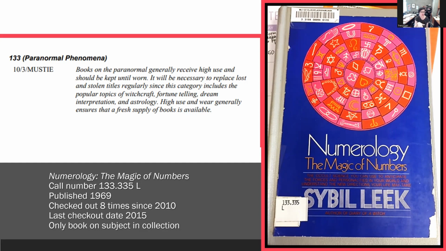So here's our title, our call number. It was published in 1969. Again, I'm not sure that numerology has changed much in the last 50 years, but it probably has. This particular book has checked out 8 times since 2010, but the last checkout date was 2015. And it's the only book on the subject in the collection. So maybe the only reason it was last checked out in 2015 is that someone got to the shelf and looked at it and said, no thanks, that looks gross. So in this particular instance, we would definitely weed it. And spoiler alert, we have weeded this now, but we replaced it because numerology is, like the CREW manual says, very popular and it doesn't really matter how long ago the copyright date was.